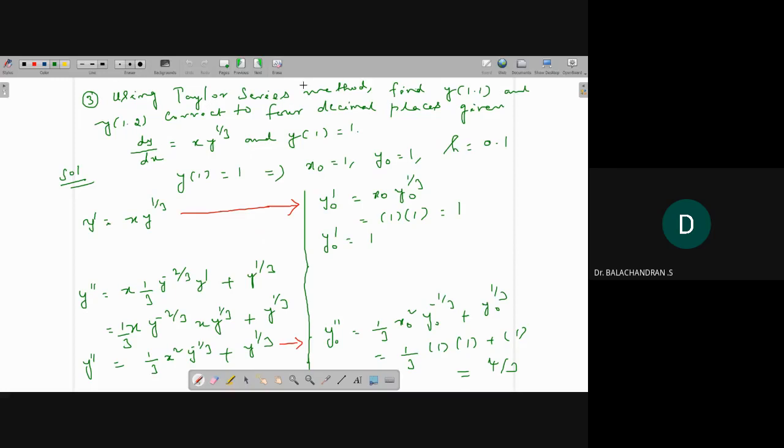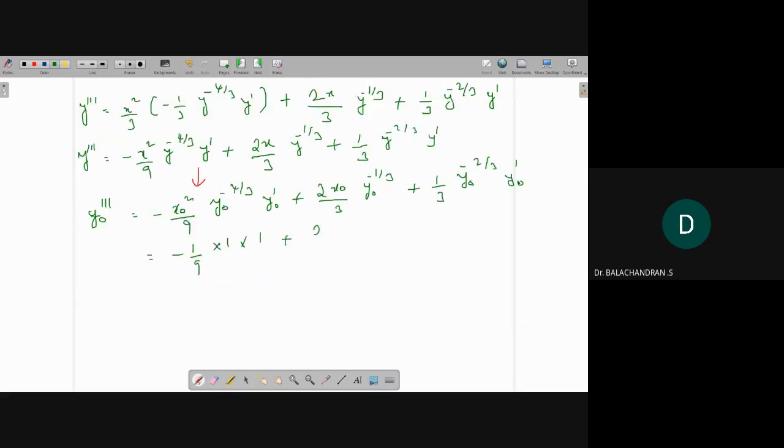What is y naught dash? It is 1. Plus 2 into x naught is 1, y naught is 1, plus 1 by 3. Y naught is 1, y naught dash is 1. Minus 1 by 9 plus 2 by 3 plus 1 by 3. So minus 1 by 9, and 3 by 3 is 1. So minus 1 plus 9, that is 8 by 9. So 8 by 9. Now, I think up to this is enough.